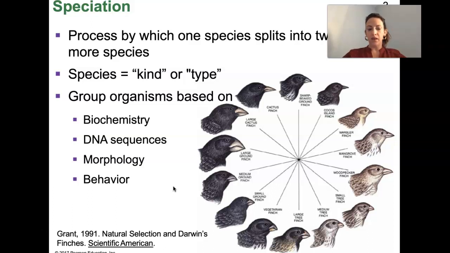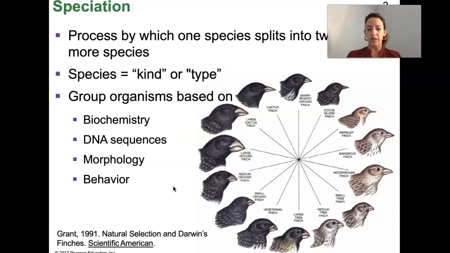And it may seem kind of intuitive, right, what a species is, but if you try to start to describe it, it can get really difficult. So a species is typically thought of as a kind or a type. And there's lots of different ways you can group organisms, right? You can group them by biochemistry, you can group them by DNA sequences, you can group them by morphology, you can group them by behavior. And so all of these things and more go into what the definition of a species is, right?